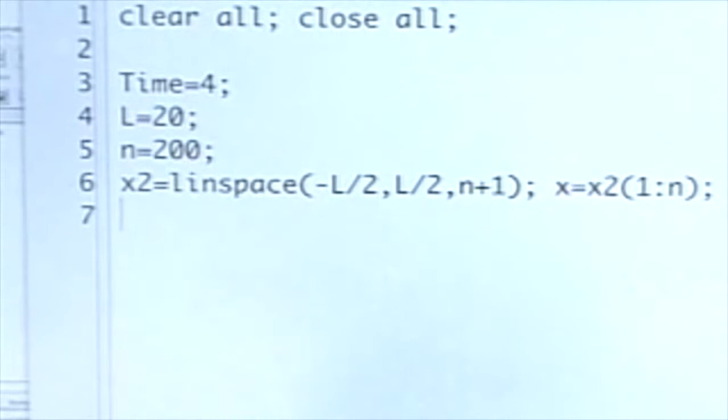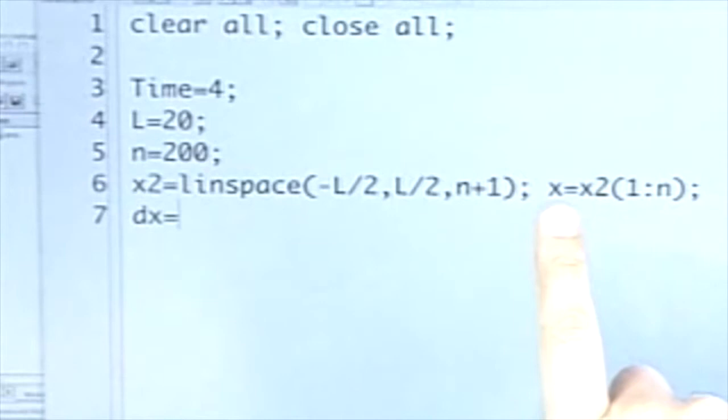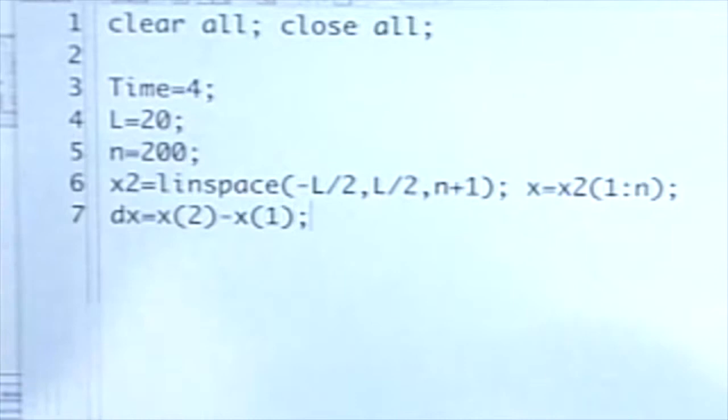All right. What's my dx? Well, my dx now is my distance between points. That's easy to get. I can just basically get dx as the difference between any one of my points here. Okay, so I can say, how about x2 minus x1? If I calculate that, that's giving me what my spatial discretization is. Okay?